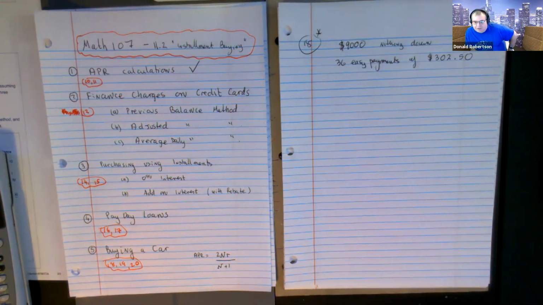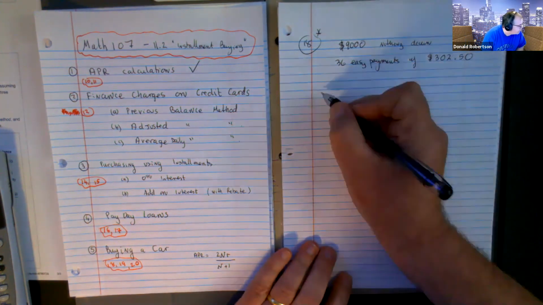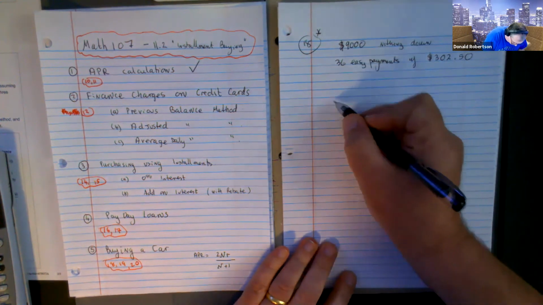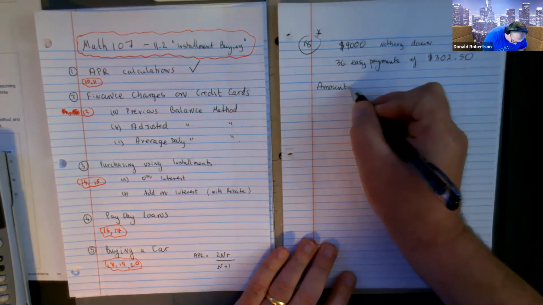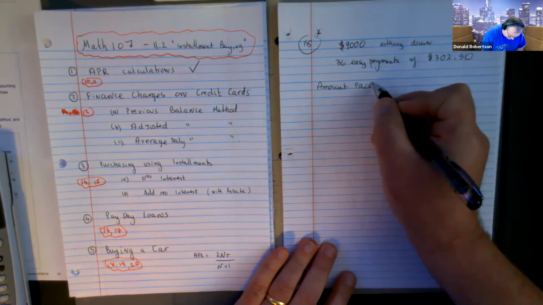So this car is $9,000, but if you want to get it from me, it's a car salesperson, 36 easy payments. They never say 36 hard payments. You notice that? They always say easy payments, no matter how big they are. So 36 easy payments are about $302, and we're going to be asked to do a number of things. So here is the first question. What's the amount that you actually paid?